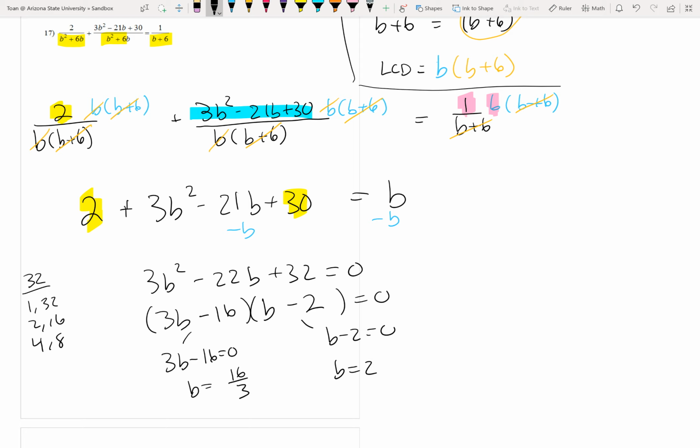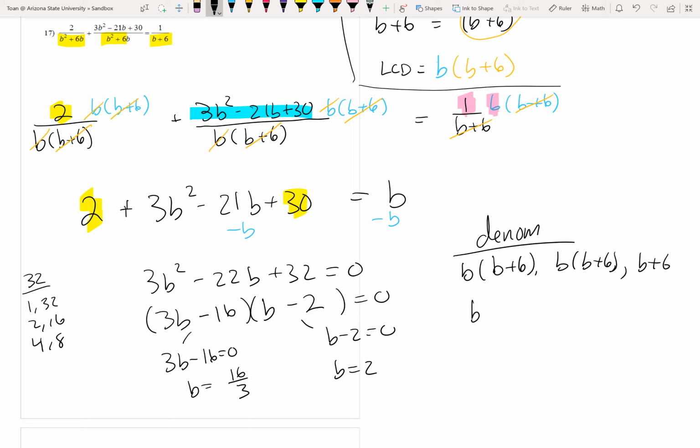Now, when it comes to absolute value equations, I gave you stipulations on when to check your answers. When it comes to rational equations, you really don't have a choice. You always have to check your answers, but you only need to check against the denominators, because we do not want our denominators to equal 0. So here are the denominators again: b times b plus 6, b plus 6, and just a regular b plus 6.